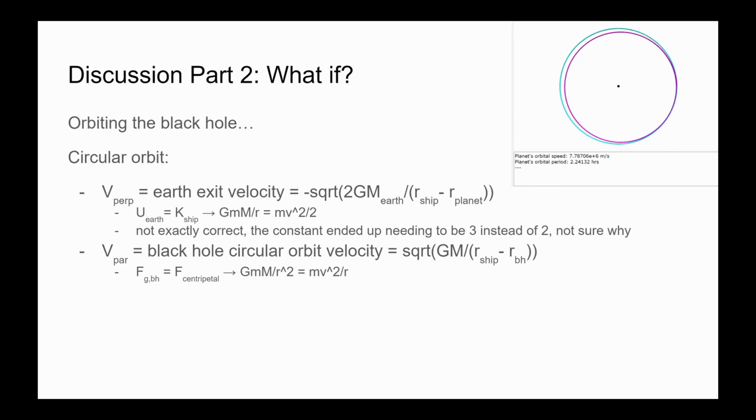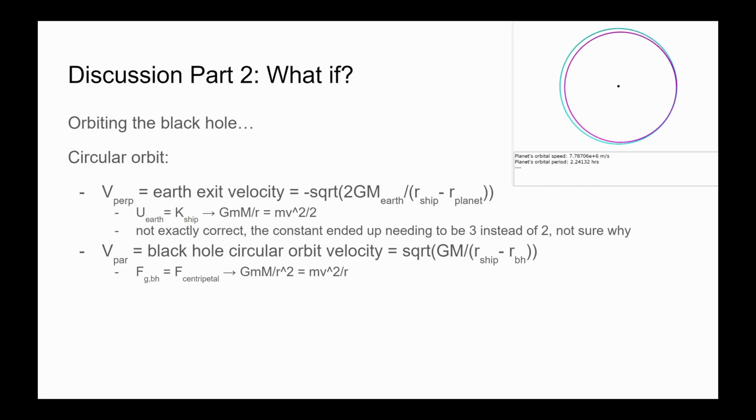And then for the parallel component, you just use the black hole circular orbit velocity, which is the square root of the gravitational constant times the mass of the black hole divided by the radius of the ship minus the radius of the black hole. And to derive that, I used the force of gravity of the black hole set equal to the centripetal force of the ship. And that's G, mass of the ship, mass of the black hole over the difference in radius squared. And then you set that equal to the mass of the ship times the velocity of the ship squared over the radius of the ship. And once you simplify, you should get that equation above.